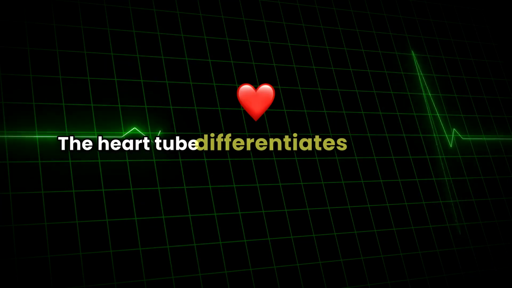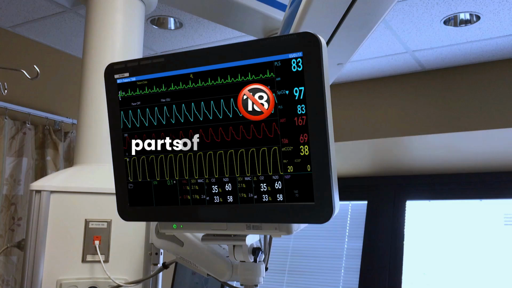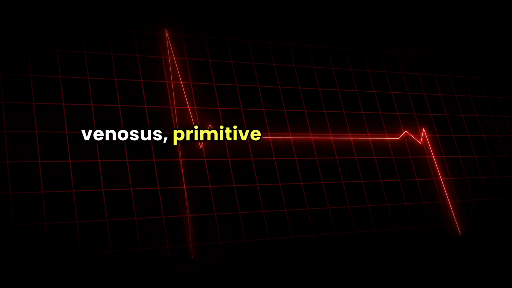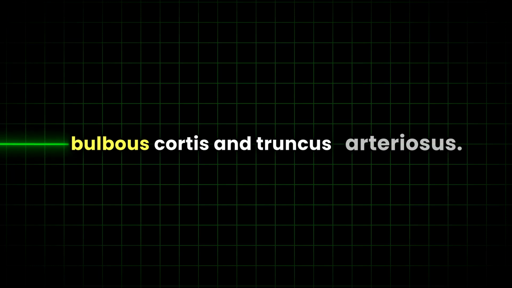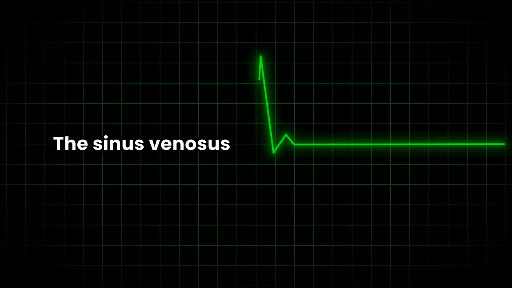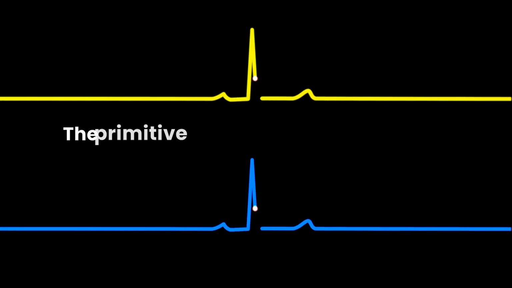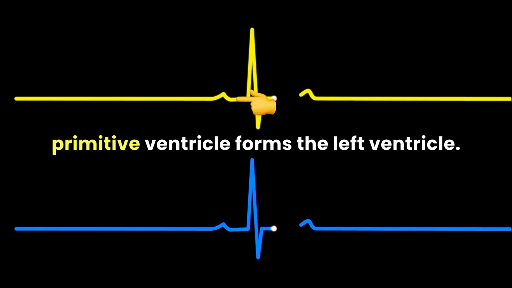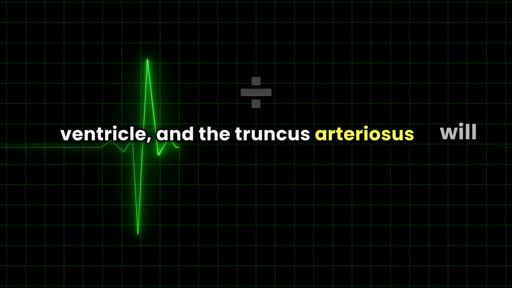The heart tube differentiates into several regions, each destined to become specific parts of the mature heart. These regions include the sinus venosus, primitive atrium, primitive ventricle, bulbus cordis, and truncus arteriosus. The sinus venosus contributes to the atria and the superior and inferior vena cavae. The primitive atrium becomes the atria, the primitive ventricle forms the left ventricle, the bulbus cordis contributes to the right ventricle, and the truncus arteriosus will divide into the aorta and pulmonary artery.